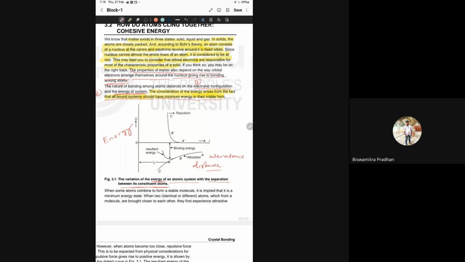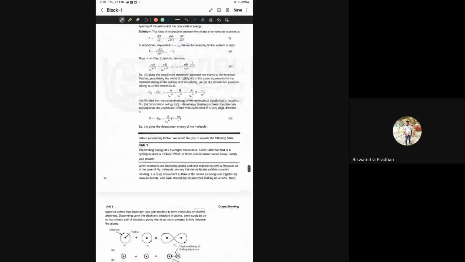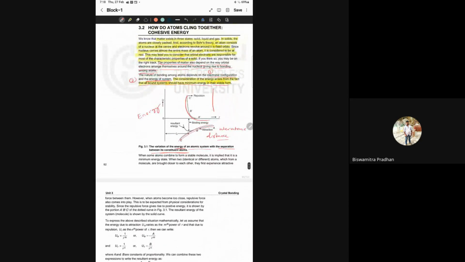One part of the force is attractive. Another part is repulsive. And depending on the attractive and repulsive ratio, what happens? Let me see that figure if they have written that. No. So what will happen? The system will look somewhat like this kind of curve.